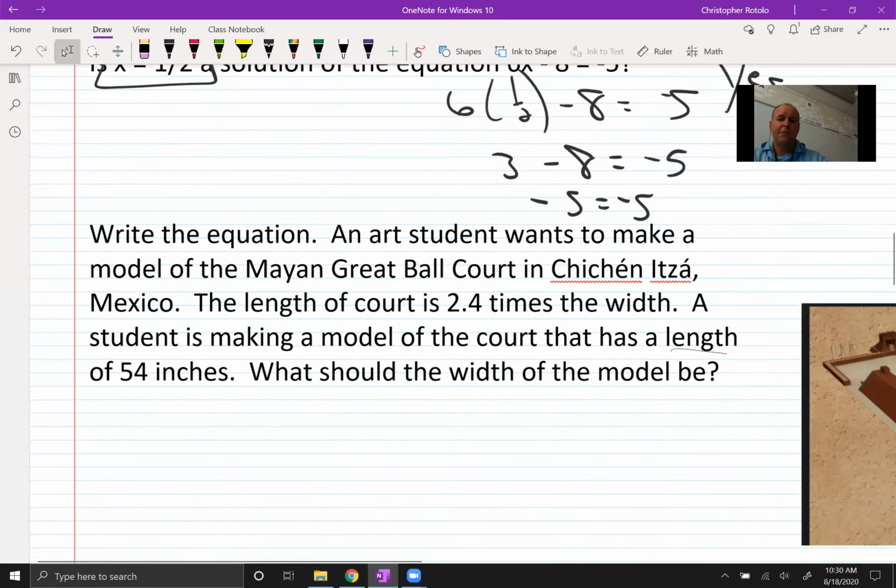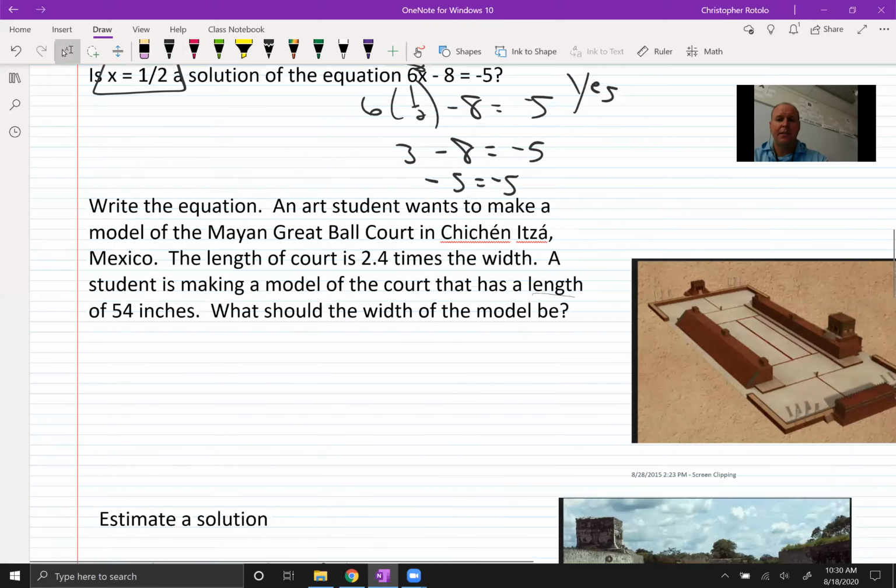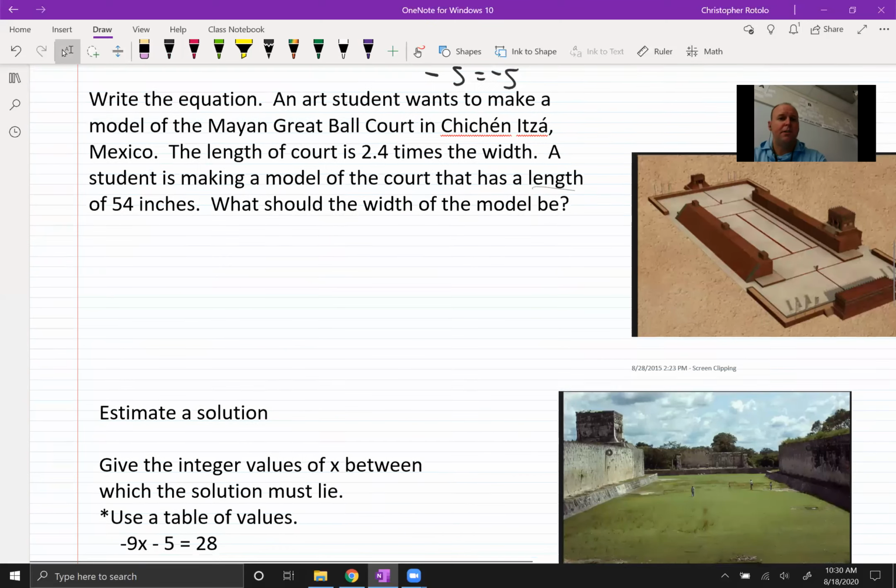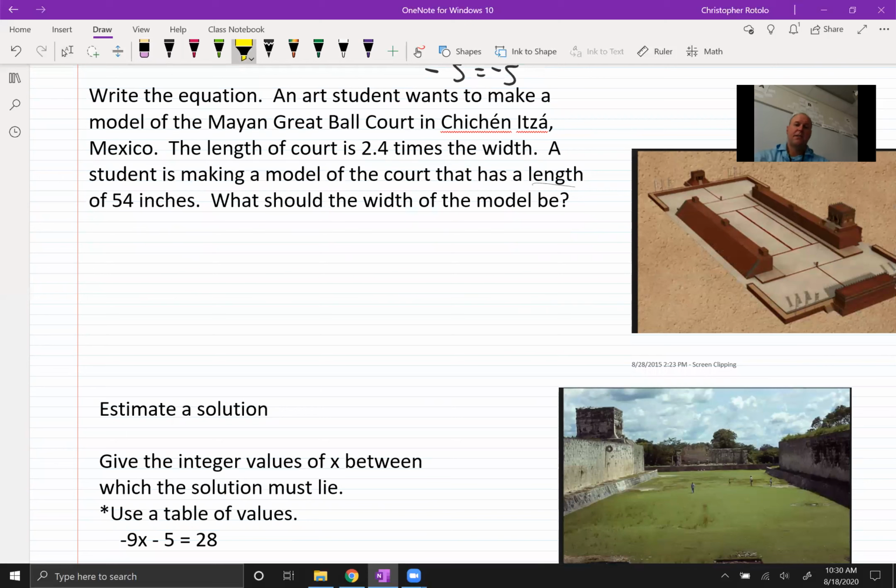All right, next one. This might seem really basic, but it seems to be a huge problem for kids as they get started with algebra. We want to write an equation. An art student wants to make a model of the Mayan Great Ball Court in Chichen Itza, Mexico. The length of the court is 2.4 times the width.